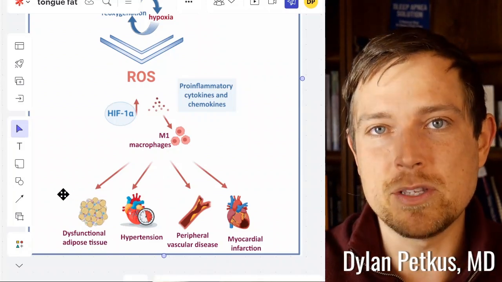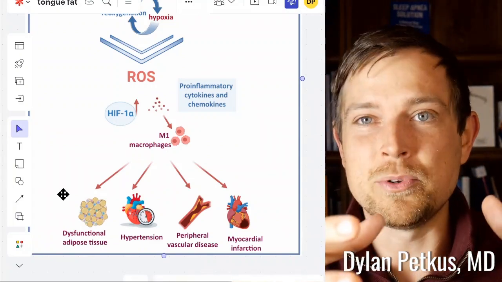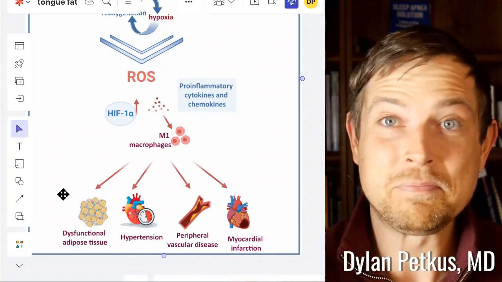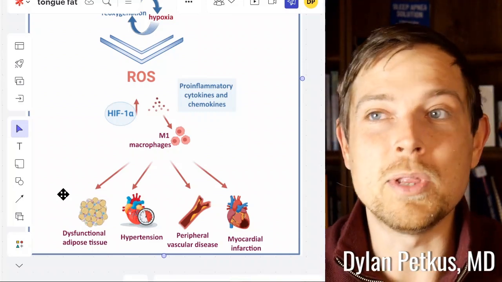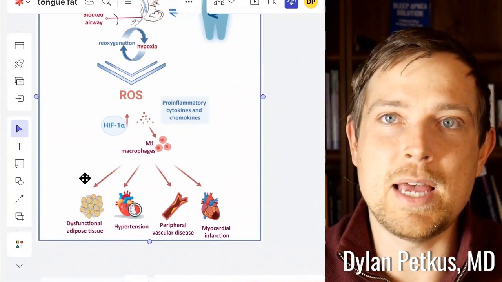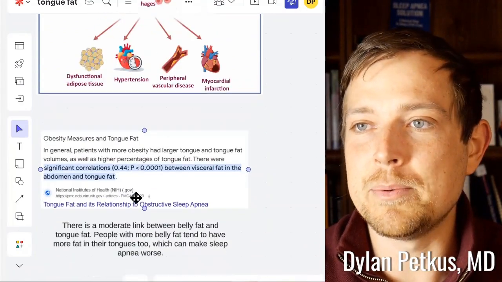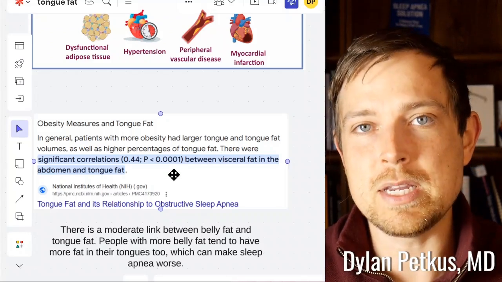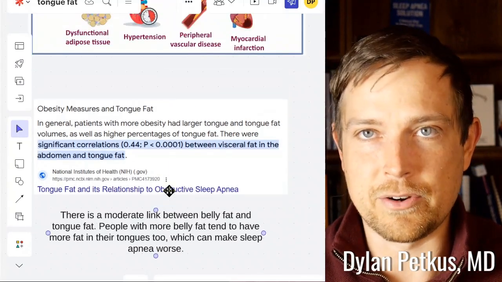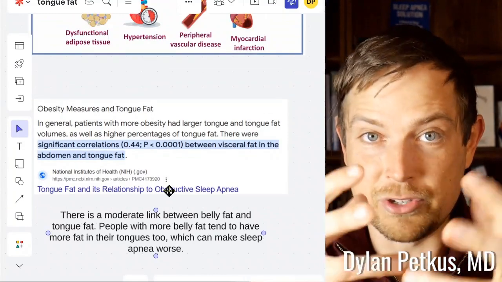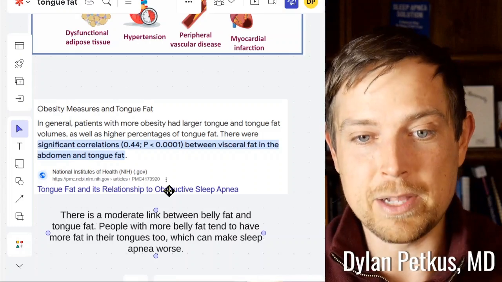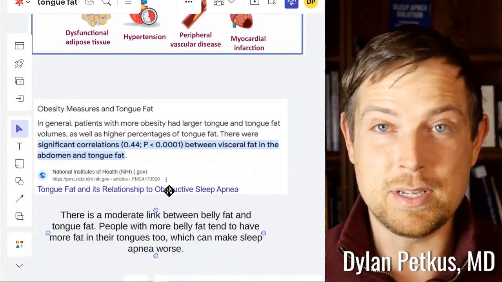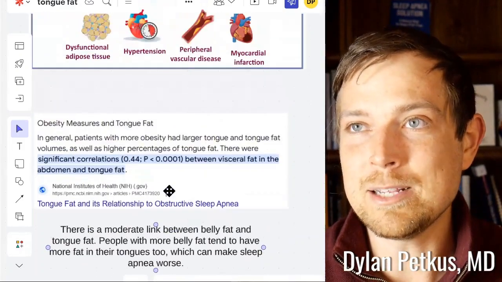Things are being shunted, like those little impressionable young fat cells. They're being told you're going to go to visceral school, whether you like it or not. And that's what happens. And that's why in obstructive sleep apnea, there's a pretty tight correlation between belly fat and tongue fat. That's because of the sheer relationship: visceral fat goes to your belly, your tongue, and also other places in your body. So that's what's going on.